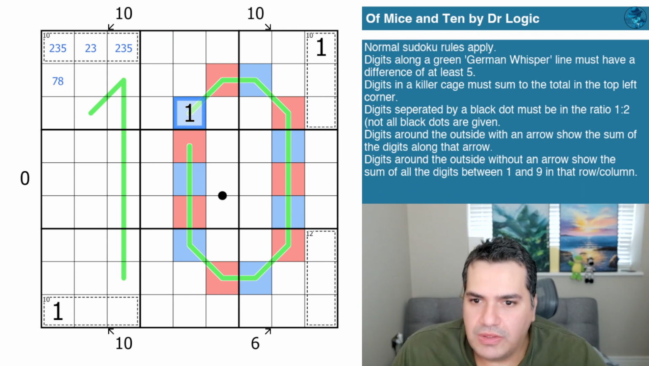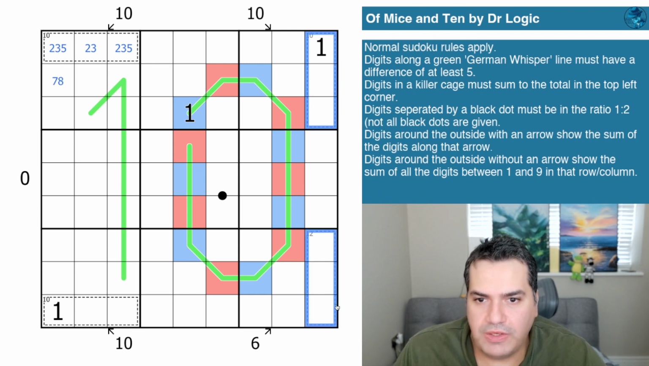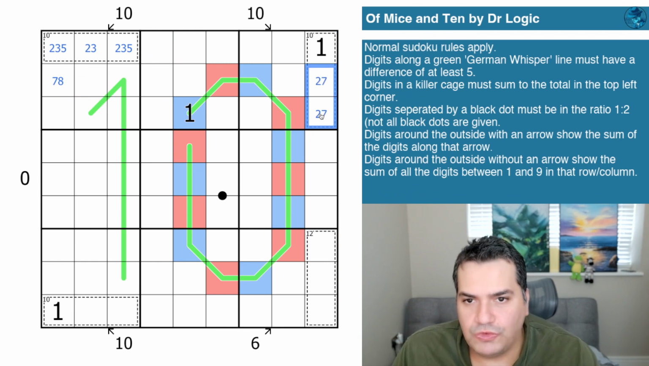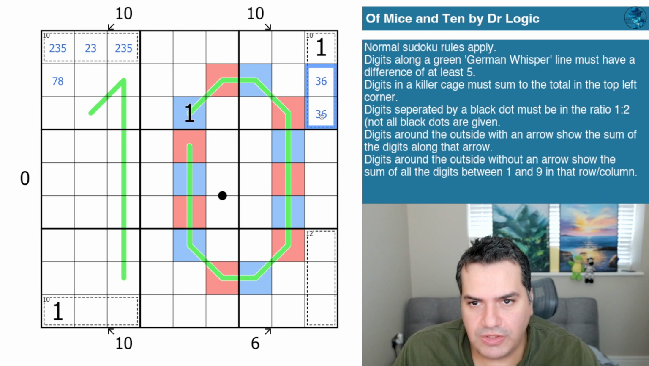Now, last thing that I'm thinking about is actually this 10 cage and this 12 cage. And I'm actually thinking about them in combination. Now, a 10 cage with a 1, you can still complete in quite a few different ways. I could do 2, 7. I could do 3, 6. I could even do 4, 5.